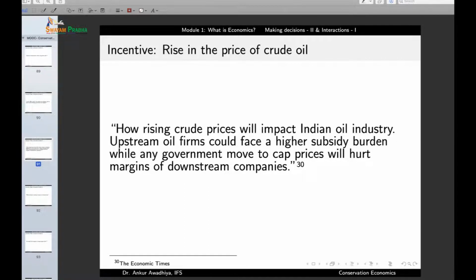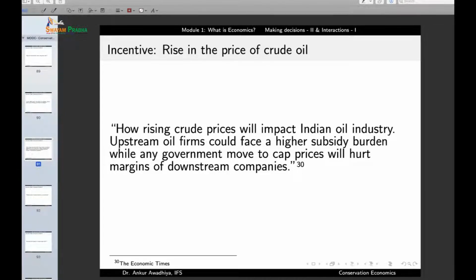Now, this article says how rising crude prices will impact Indian oil industry. Upstream oil firms could face a higher subsidy burden, while any government move to cap prices will hurt the margins of downstream companies. Now, this article says that in the case of the petroleum industry, you have certain upstream oil firms and certain downstream oil companies.